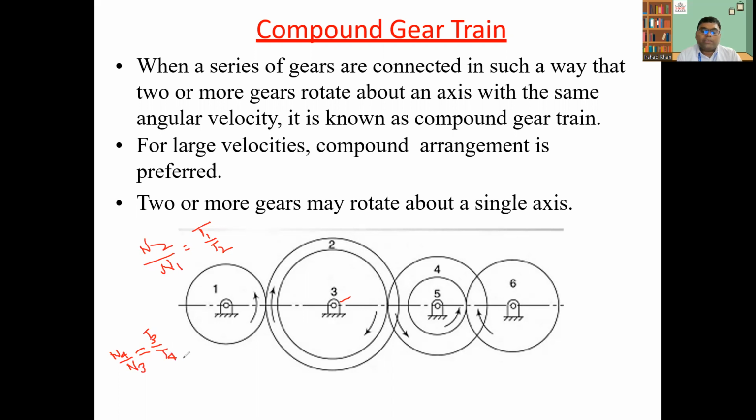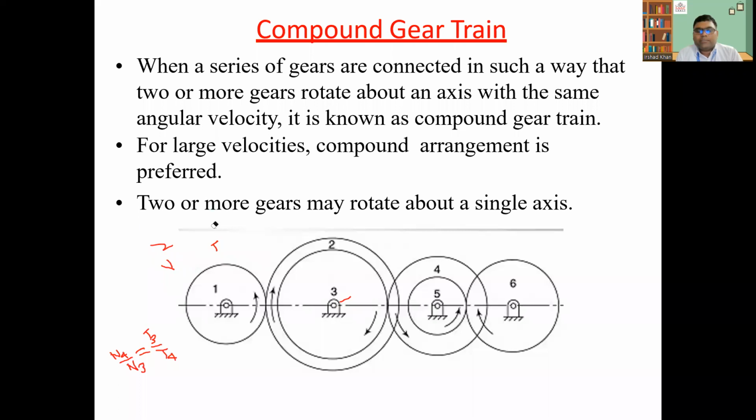But one thing you have to remember: the speed of gear 2 and gear 3 would be the same because they are mounted on the same shaft. And here the speed of gear 4 and 5 would be the same, for the same reason, because they are mounted on the same shaft. So I hope you understand the concept I wanted to explain here.